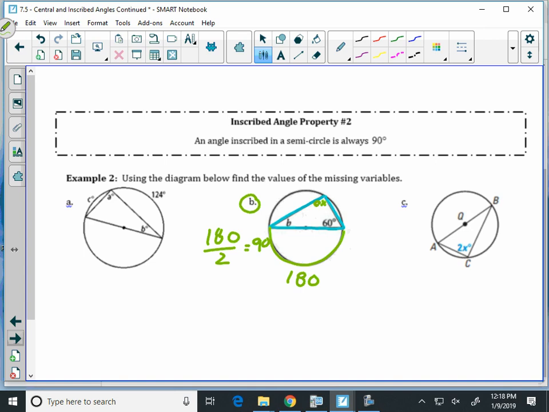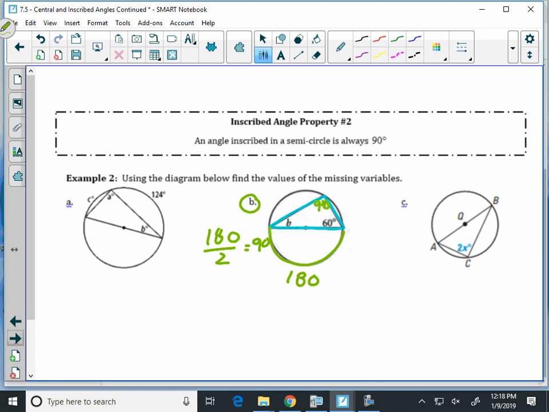So if you remembered that property, you could see, oh, I have an inscribed angle. Its intercepted arc is 180. Automatically 90 degrees. That's what that property is saying. Again, if you don't remember that property, it's not the end of the world, and you'll still get the right answer.